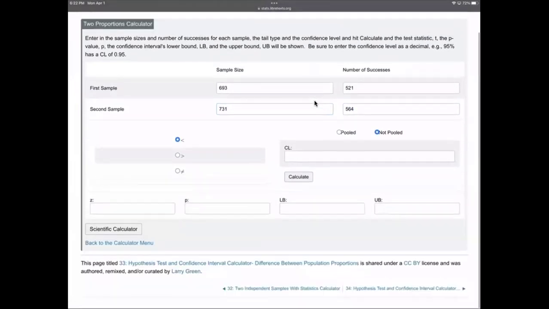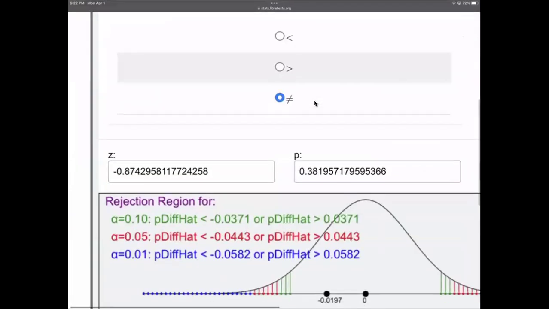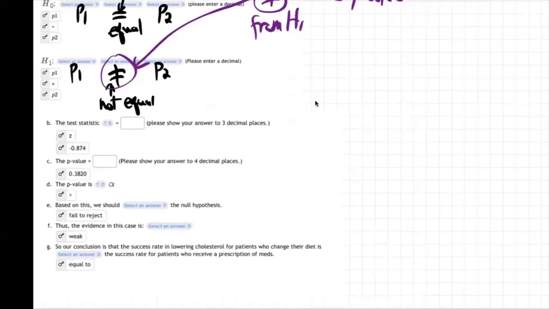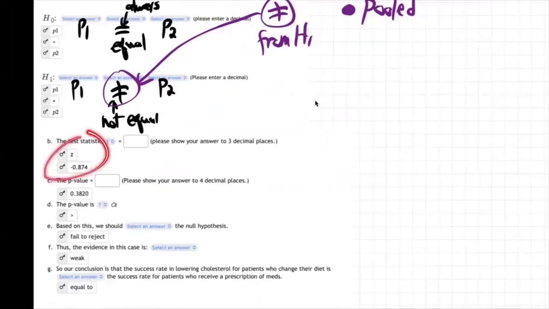Now I've got to do the radio buttons. Over here, which one do I want? I want not equal. And then I want pooled. See this radio button here? Pooled. You calculate. There we go. We care about the Z and the P. There's the Z, there's the P. Minus 0.874 and P is 0.3819. Copy and paste those on back. And there they are. We've already got them here. There's the Z. Well, it is negative. And there's the P.